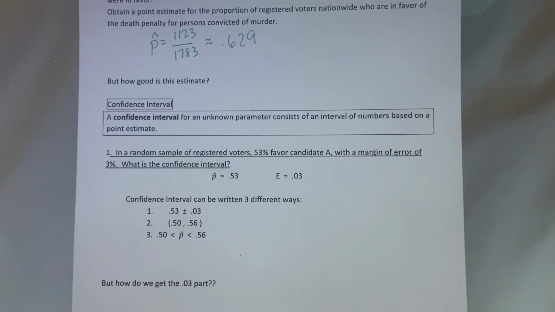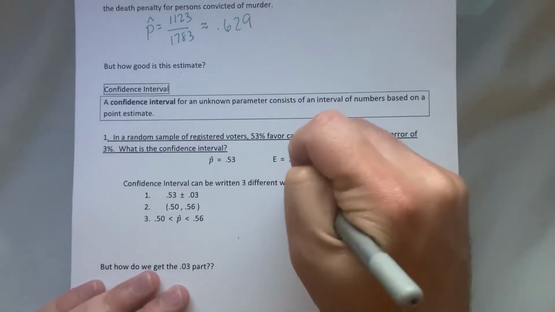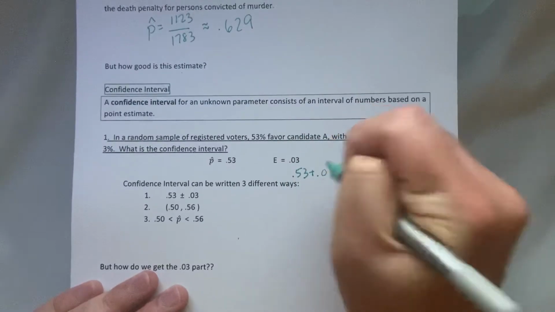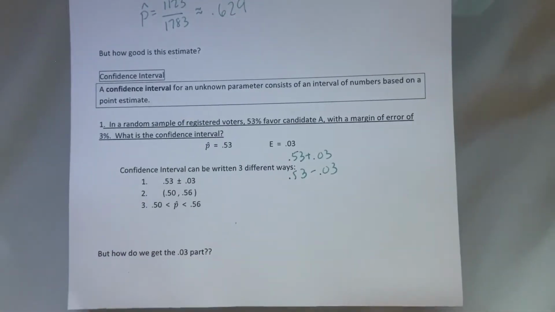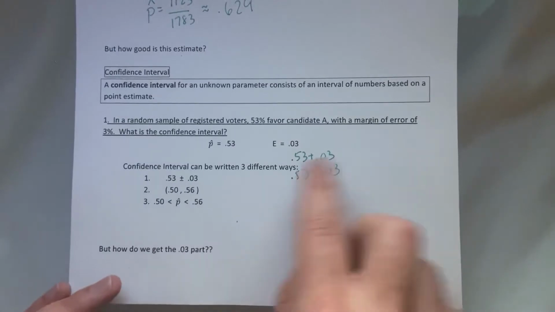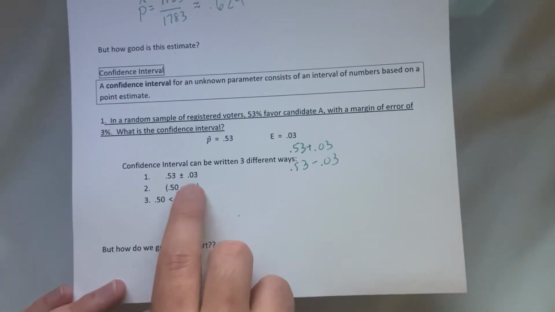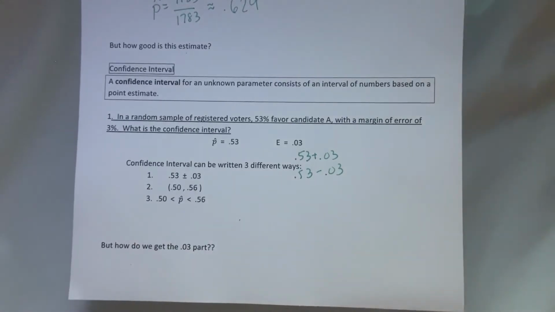What's the confidence interval? Well, if you have your mean and your error, to get the upper end of your confidence interval, you add the error. To get the lower end, you subtract the error. So that would be 0.53 plus 0.03 or 0.53 minus 0.03. Now this can be written just with a plus or minus instead, or you can simply add them and subtract them and put them in what I call interval notation or less than and greater than or equal to notation.